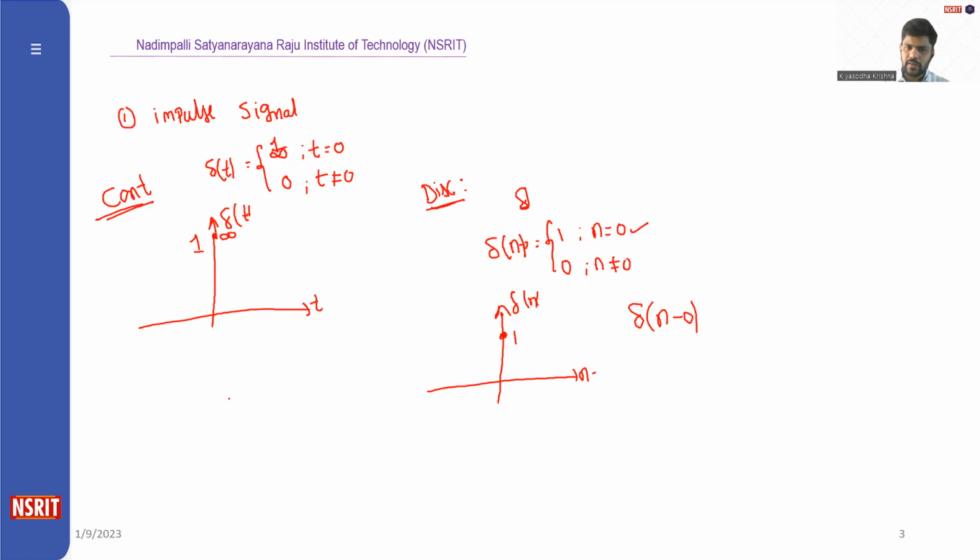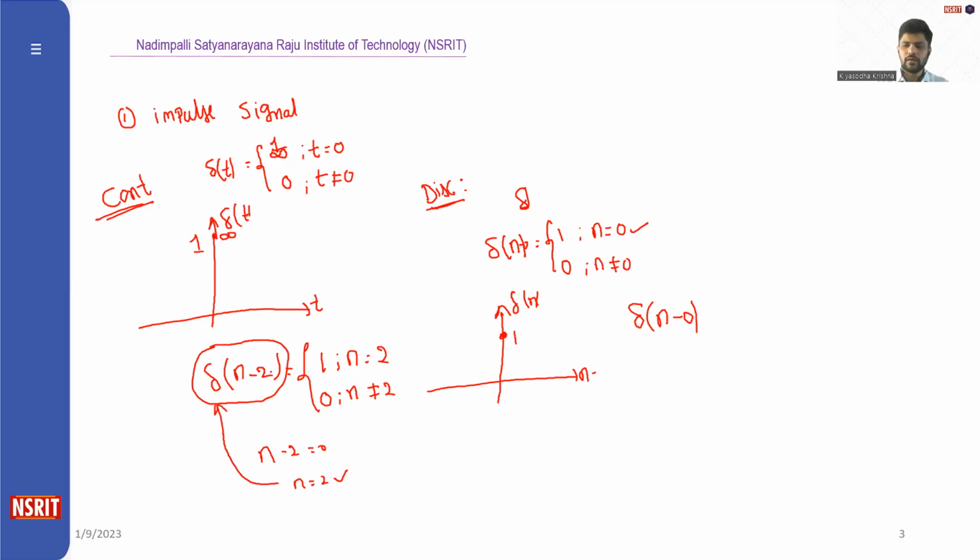For example, if I define the impulse signal at n equal to 2, del of n is defined as 1 where n is equal to 2 and 0 where n is not equal to 2. If I define this signal, then simply I can write it as del of n minus 2, which equals 1 where n equals 2. The signal defined this way contains the concept of the shift n minus 2.